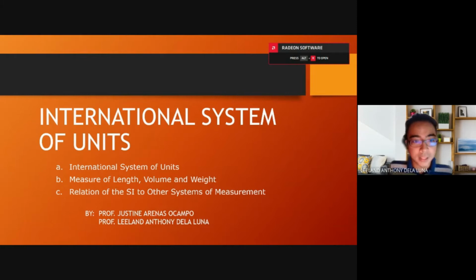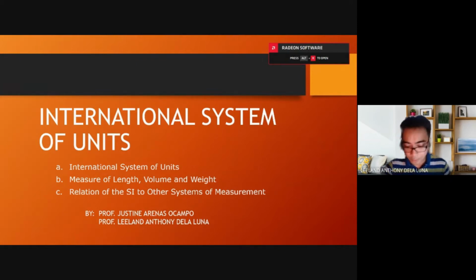So for today we will be discussing the measurements in pharmacy, specifically module 1. To start off class, we'll first discuss the International System of Units. Basically, class, we will be talking about the SI units, measures of length, volume, and weight. Ano ba yung mga units na ginagamit natin kadalasan dito? At the same time, class, the relation of the SI to other systems of measurement. Then after this, we will be discussing the aliquot method: how we are supposed to compute using the aliquot method, and then percent error.